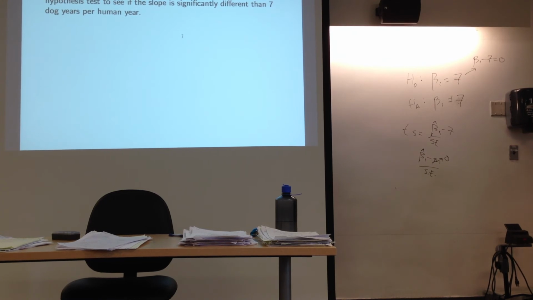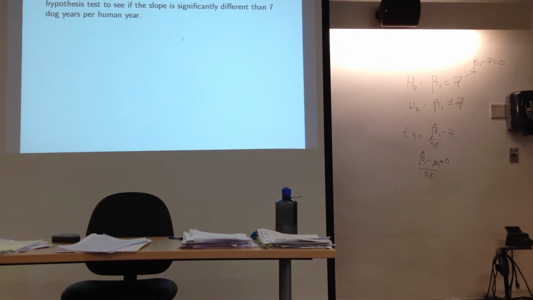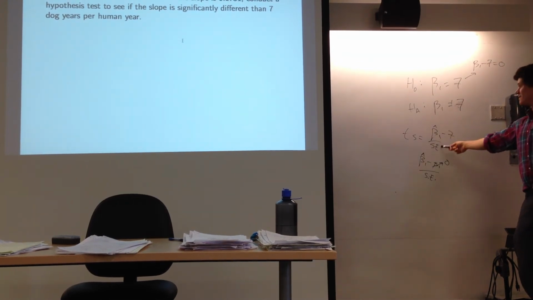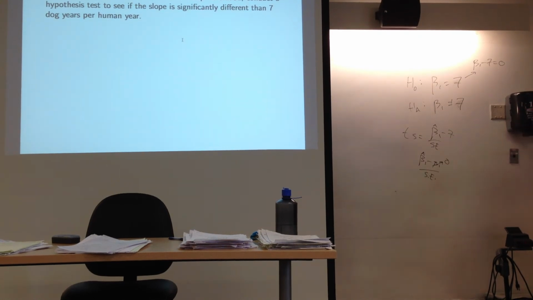What's our standard error? Yeah, this right here, 0.17, given in the problem. So super easy to find this. You just plug in what you previously found, subtract 7, plug in your standard error, and you have a test statistic. Then what do you do with this test statistic?